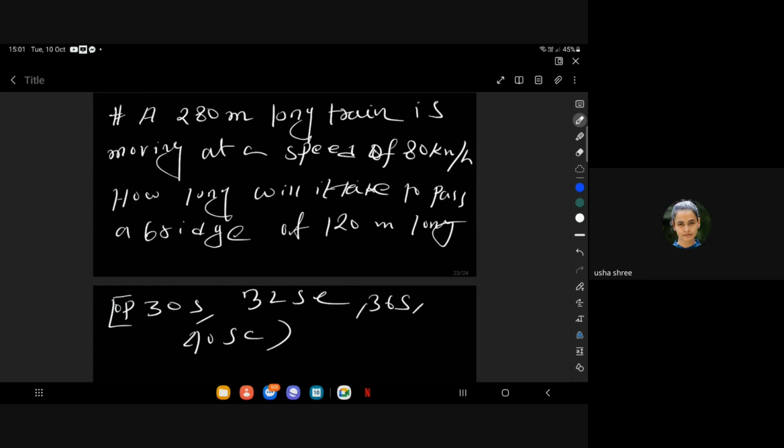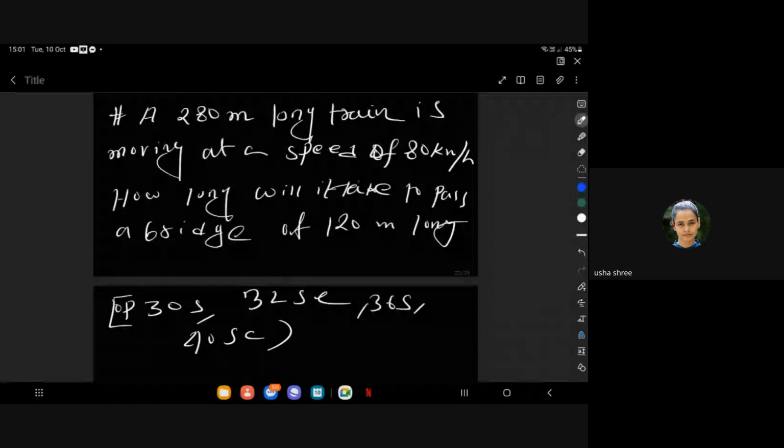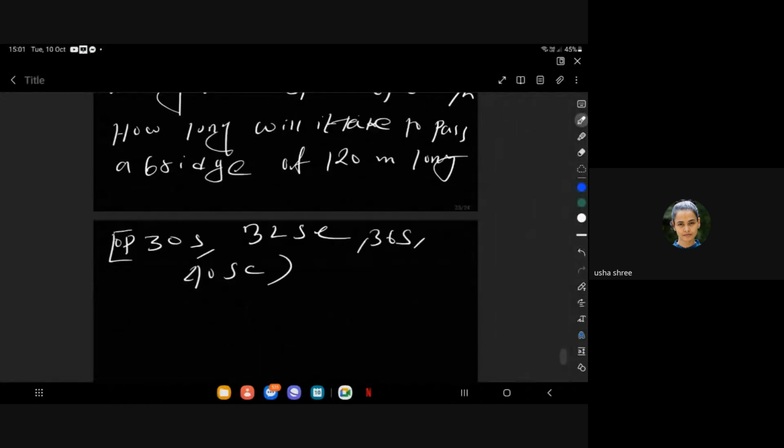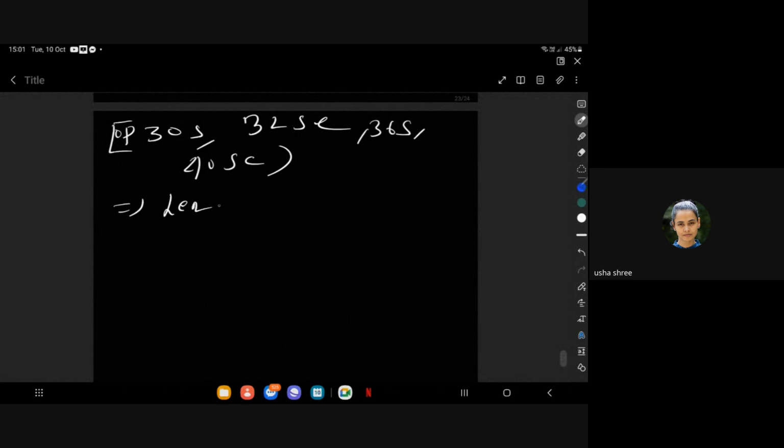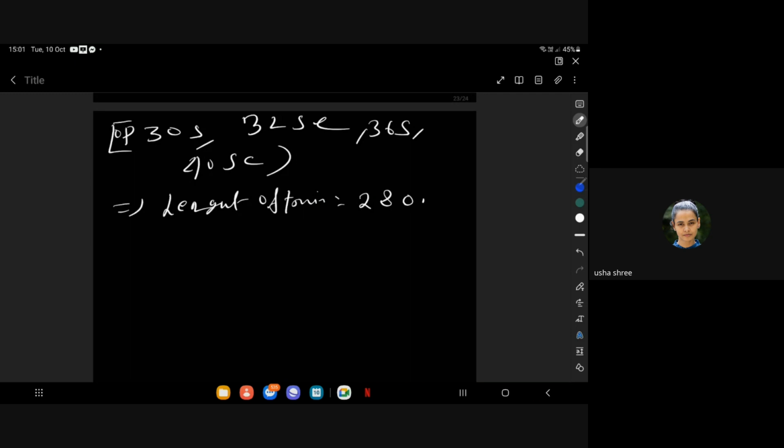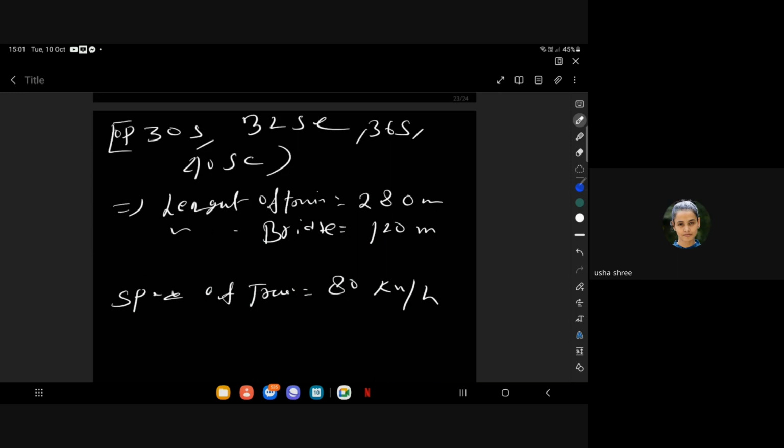So 280 is the length of the train and 120 is the length of the bridge. Yes. So length of train is equal to 280 meter. Length of bridge, or platform, whatever it is, 120 meter. And speed of train is 80 kilometer per hour. These are the information you can take. Now first you know the formula, what did they ask you? Time, na? Yeah. Time equal to D by S.